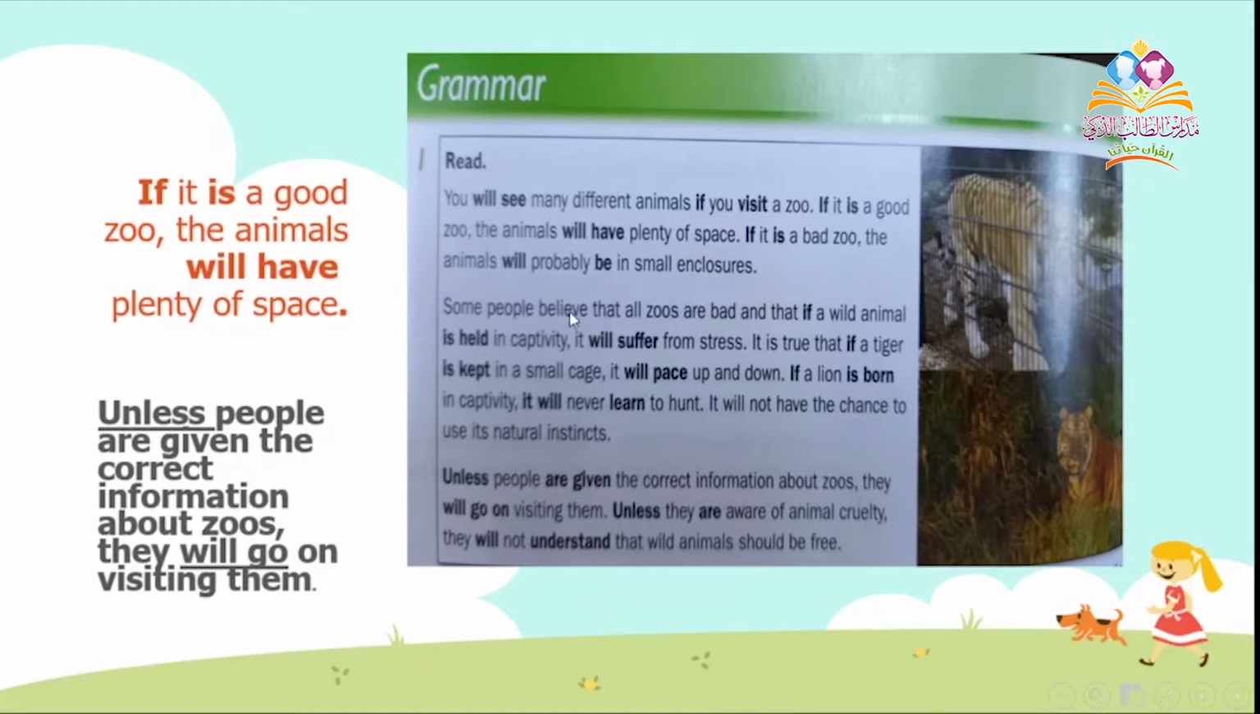Some people believe that all zoos are bad and that if a wild animal is held in captivity, it will suffer from stress. It is true that if a tiger is kept in a small cage, it will pace up and down. If a lion is born in captivity, it will never learn to hunt. It will not have the chance to use its natural instincts.